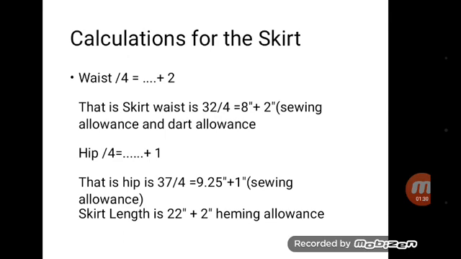For the hip measurements, we are also dividing it by 4 plus 1 inch sewing allowance. That is, if the hip is 37, we divide 37 by 4, which is going to give us 9.25 inches, then plus 1 inch sewing allowance.